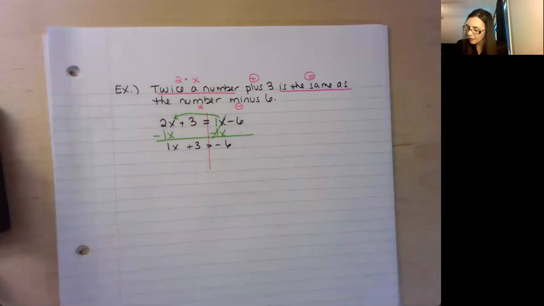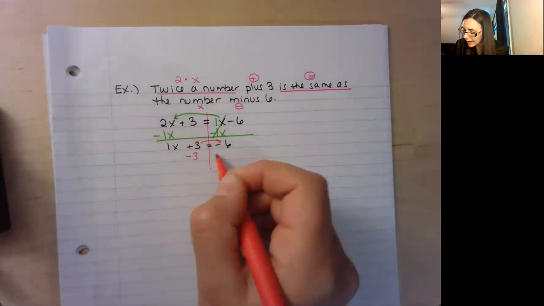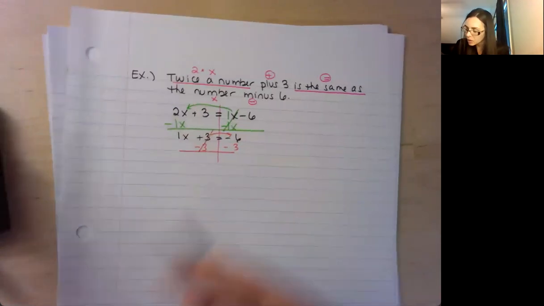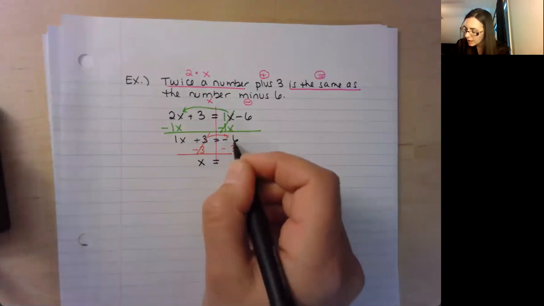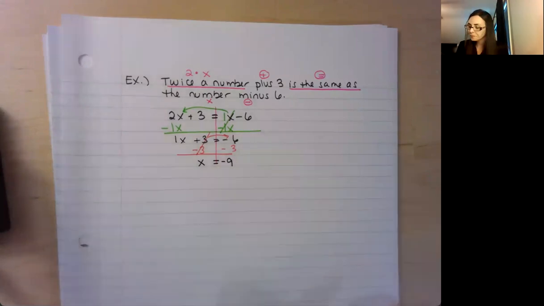Now I'm going to bring my 3 to the other side. So plus becomes a minus or a negative. And also 1 times x is just x. So I can write this as x. And negative 6 plus negative 3 is negative 9. So here I have my final answer as well.